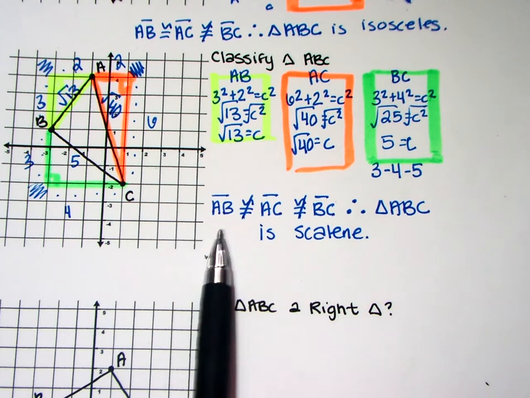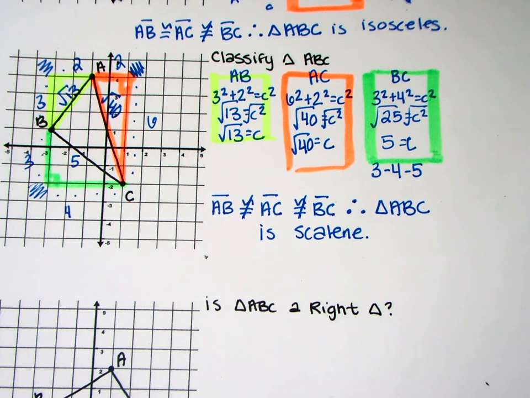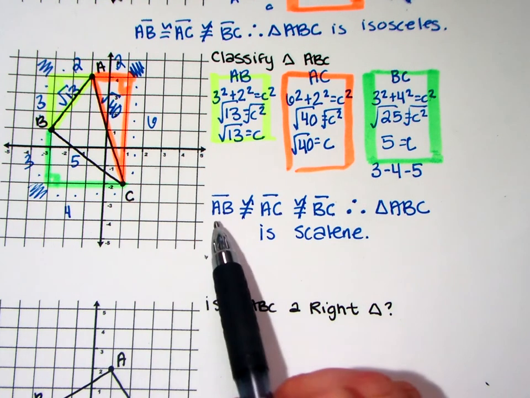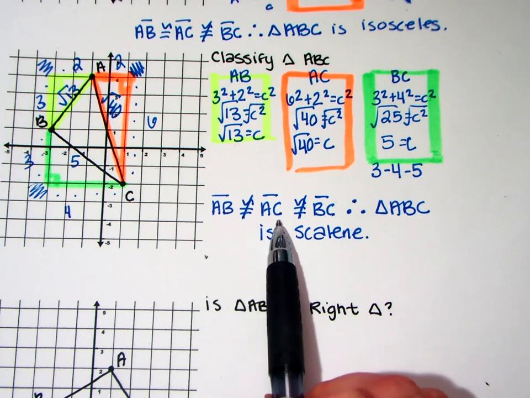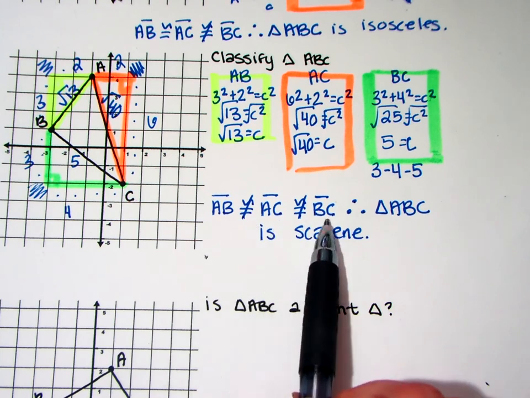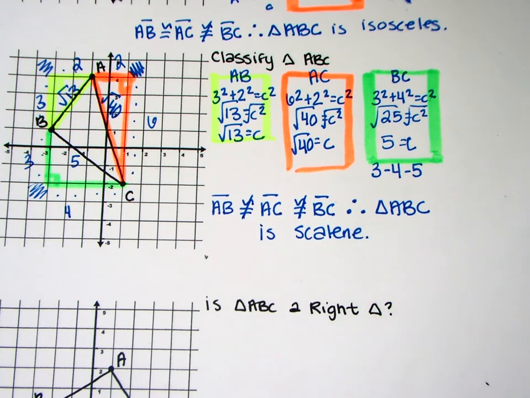So this is a full sentence. I'm not describing it in words. I'm using math to describe my sentence. So segment of AB is not congruent to the segment of AC, not congruent to the segment of BC. Therefore, triangle ABC is scalene. Let the notation that you already know speak for itself. Use the notation you're learning.